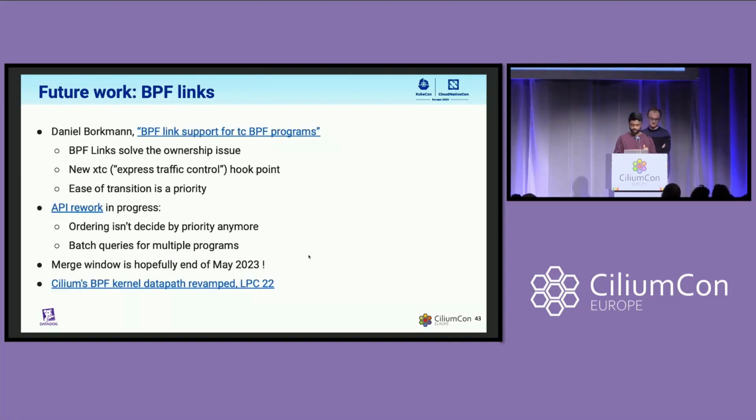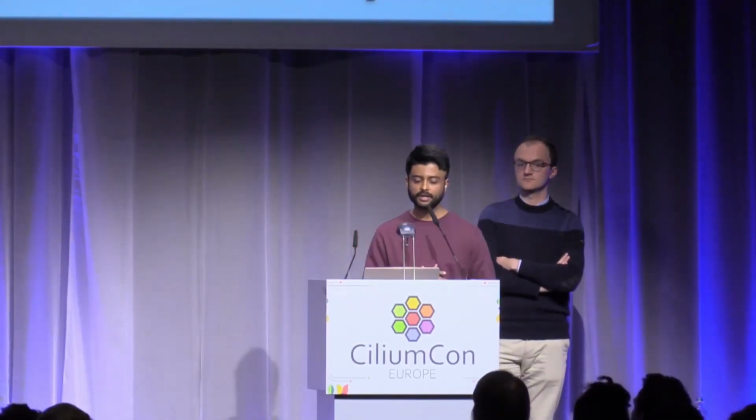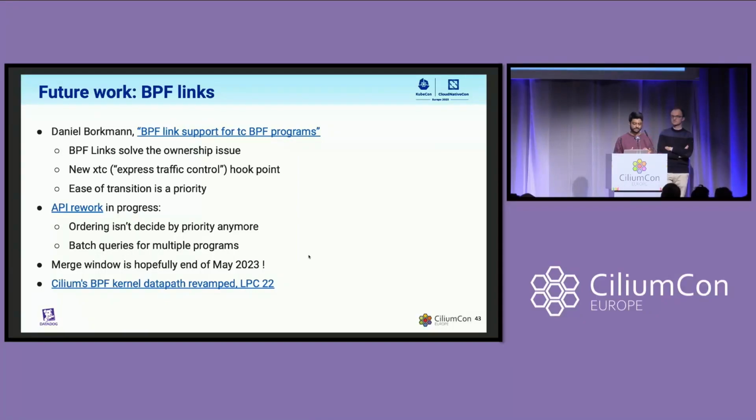So that's for right now, but how do we fix it the right way? So the right way to fix it is with BPF links. And the kernel has had support for BPF links for a long time, but the traffic control subsystem does not have support for it. So there's some work happening upstream to add the support for the traffic control subsystem. And I think it'll be merged sometime around May 2023.